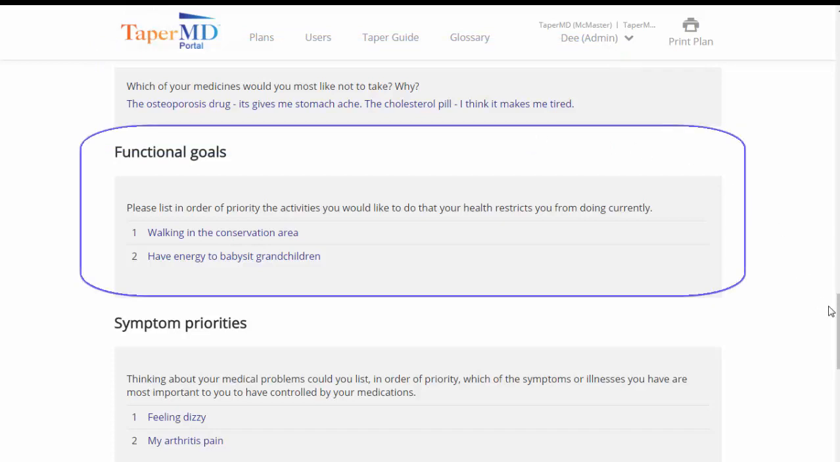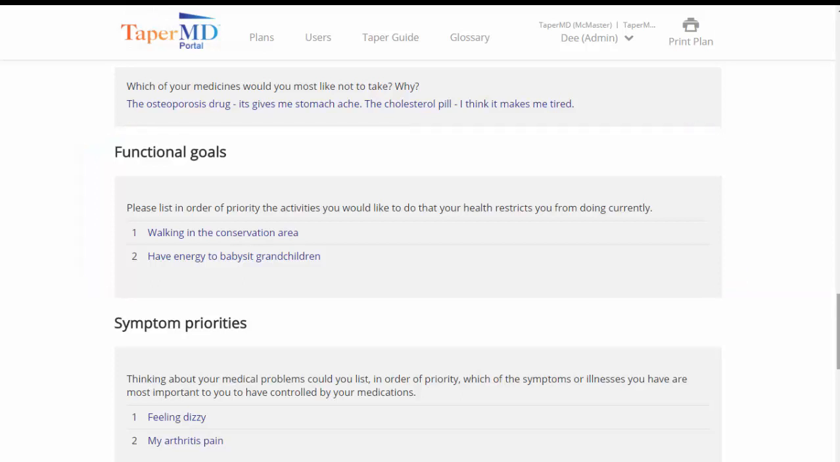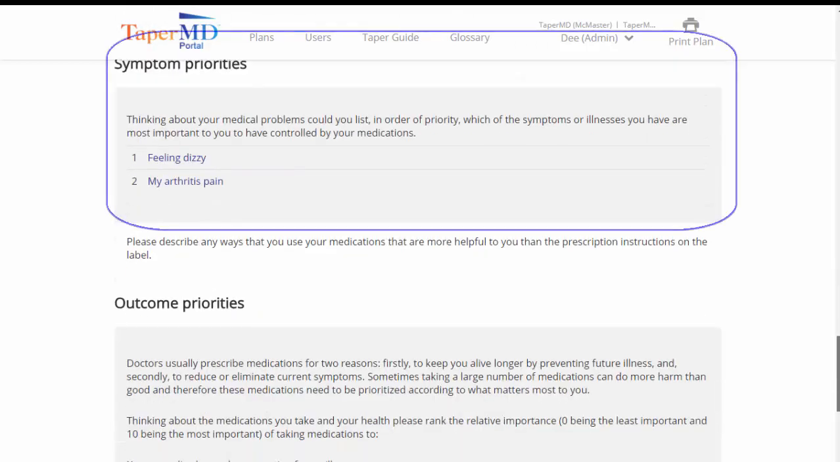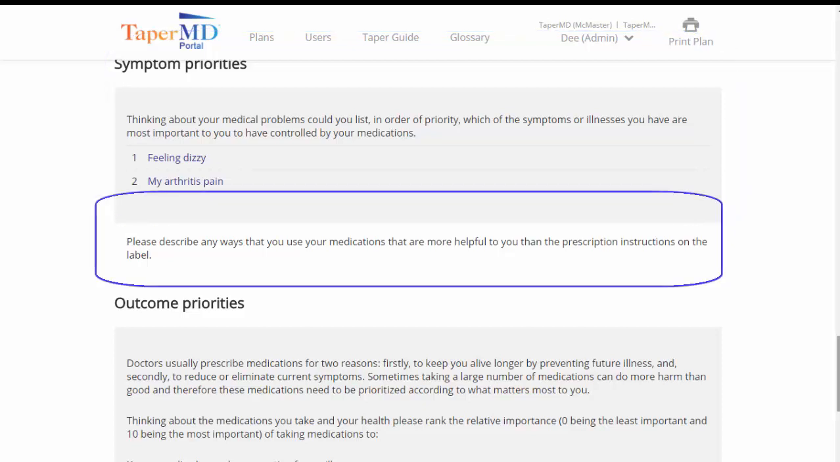Then we asked Judy about her functional goals. So what are the things that her health stops her doing that she'd really like to do? And that helps us to prioritise which medications are most important to her. Then we ask her to list in order of priority which of the symptoms or illnesses that she has that are most important to her to have controlled by her medicines. And then we ask her if she perhaps uses medicines in a different way to the way that they're prescribed.